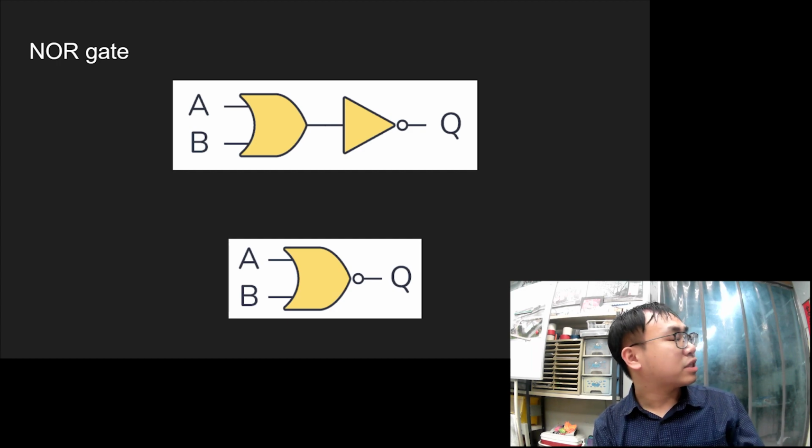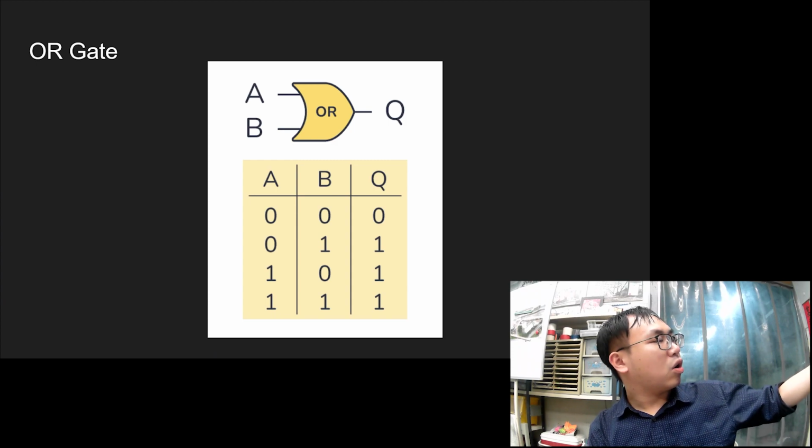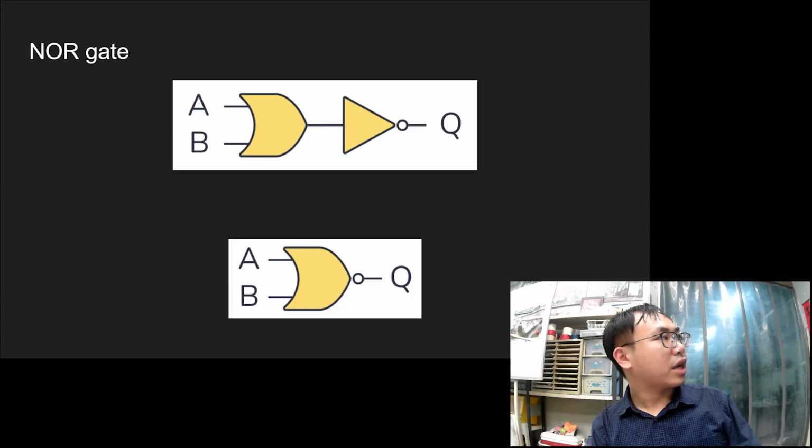And NOR gate, which is an OR gate plus a NOT, so it just flips the signal. So for an OR gate, 0, 0 gives 0, and 0, 1 gives 1. For NOR, 0, 0 will be 1, and if A or B is 1, the output will be 0. Just flip the OR output.